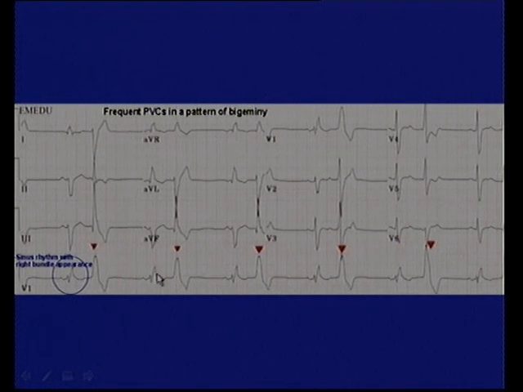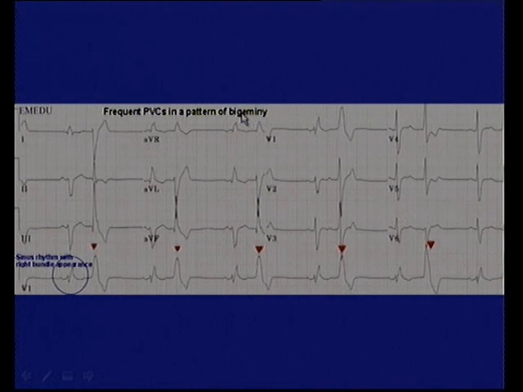There is a normal beat, there is an ectopic beat. Multiple VPCs, but they are in a rhythm. There is one normal, there is one VPC. One normal, one VPC. So it is a bigeminal rhythm. Okay. One normal, one VPC. So this is a pattern of ventricular bigeminy.